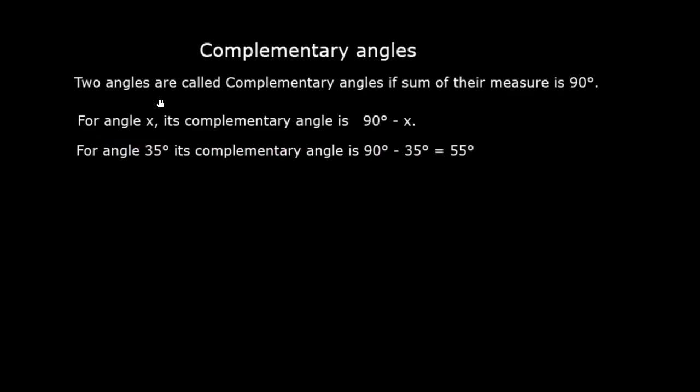Complementary angles. Two angles are called complementary angles if the sum of their measure is 90 degrees. For angle x, its complementary angle will be 90 minus x. So we can find the complementary angle by subtracting the angle from 90 degrees. For example, 35 degrees. Its complementary angle will be 90 minus 35, that is 55 degrees. So, for any angle x, its complementary angle will be 90 minus x.